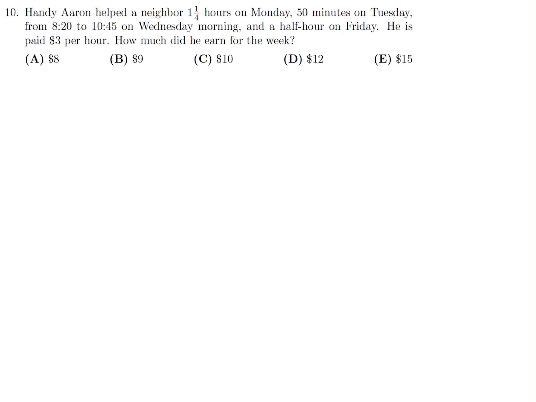Handy Aaron helped a neighbor 1.25 hours on Monday, 50 minutes on Tuesday, from 8:20 to 10:45 on Wednesday morning, and a half hour on Friday. He is paid $3 per hour. How much did he earn for the week? Okay, so Monday, 1.25 hours. Tuesday, 50 minutes. Wednesday, 8:20 to 10:45, so that's 2 hours and 25 minutes. Thursday, there's no Thursday. Friday is 30 minutes.